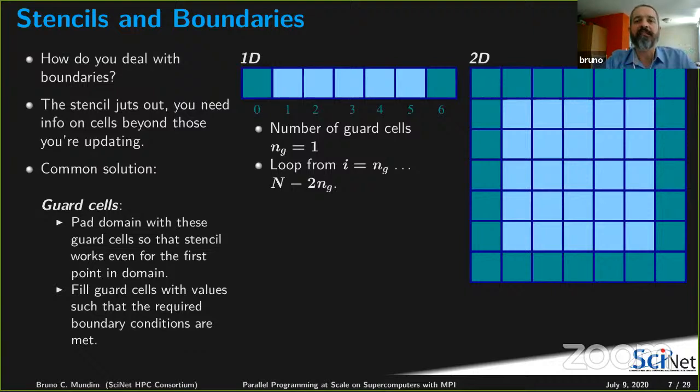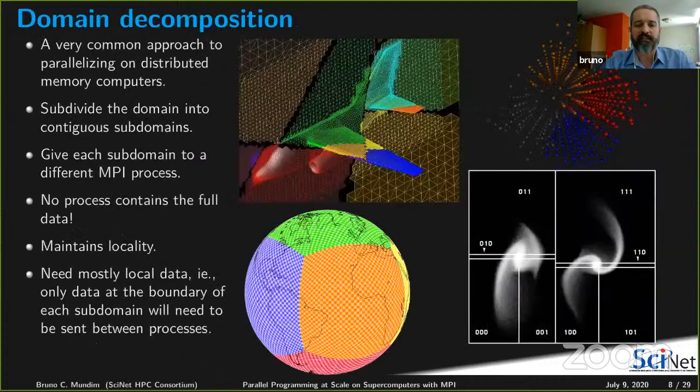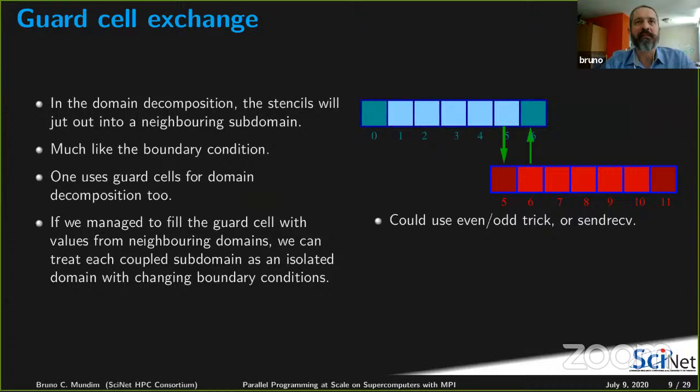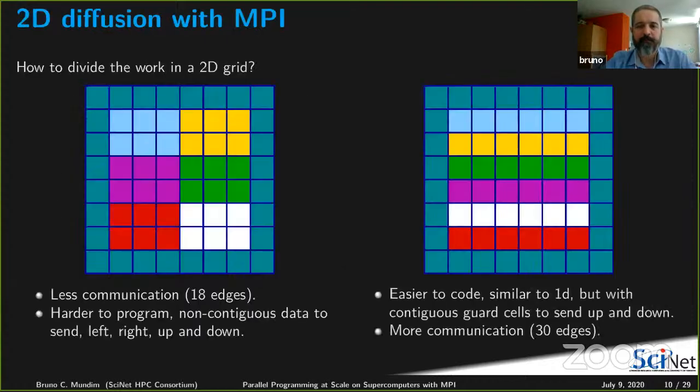It's basically a cell that you add in addition to your domain, to your grid, such that you can impose boundary conditions or use it as a way to exchange data when you do a domain decomposition of your problem and submit this problem to several different computers, with several different processes to do the computation. So basically, the guard cells you need to exchange between those, okay?